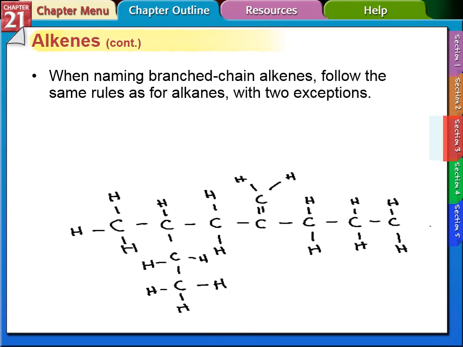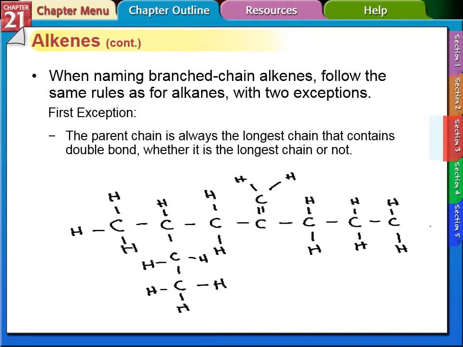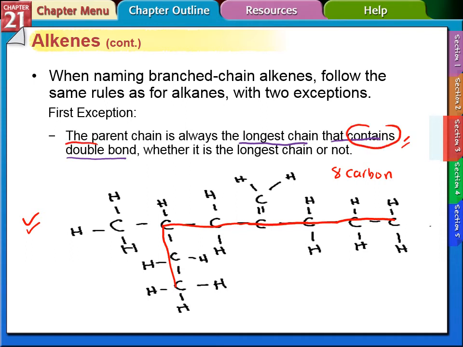When naming branch chain alkenes, follow the same rules as for alkanes with 2 exceptions. The first exception is that the parent chain is always the longest chain that contains the double bond, whether it is the longest chain or not. So if we look at this example here, our longest chain would actually be 1, 2, 3, 4, 5, 6, 7, 8. It is composed of 8 carbons. However, as the first exception says, the longest chain must contain the double bond.